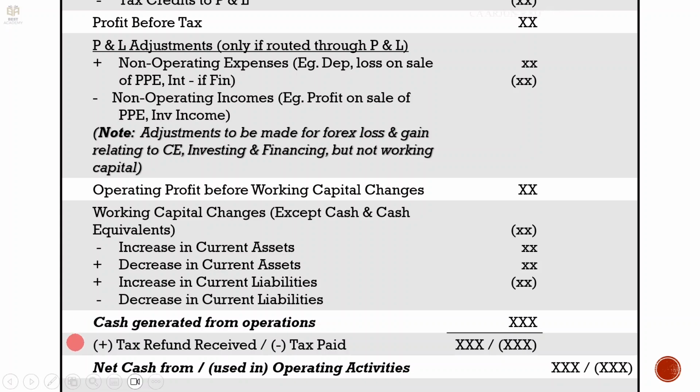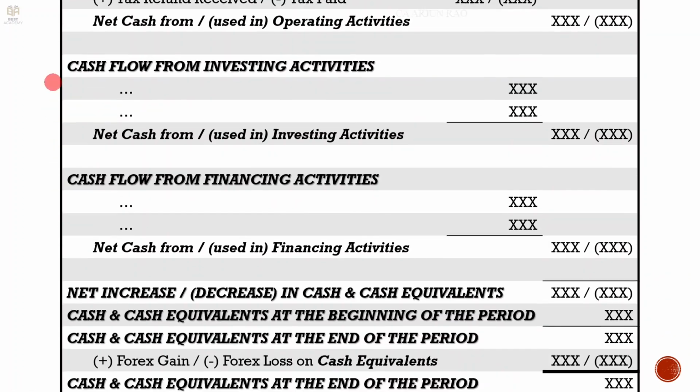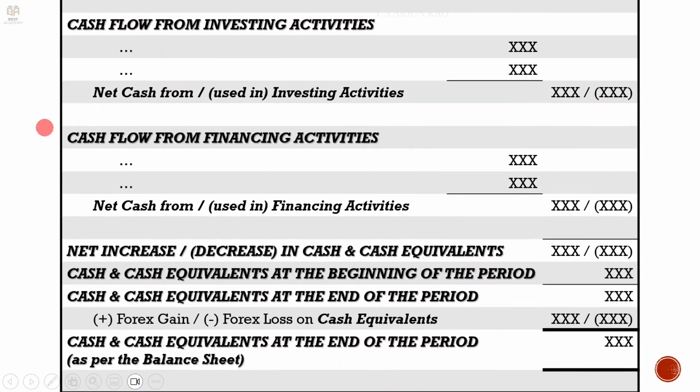So we add tax refund, subtract tax paid, we get net cash from or used in operating activities, and then we get cash flow from investing activities, financing activities, net increase or decrease, and then here again we adjust forex gain or loss because this is the reconciling item. So this logic also is explained in that separate YouTube video. You may please go through.